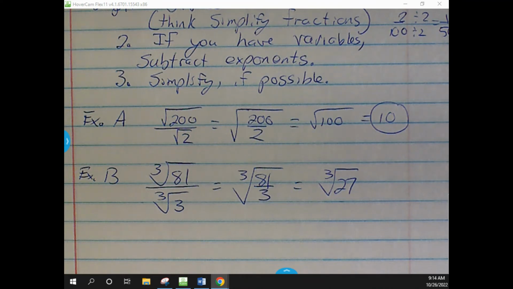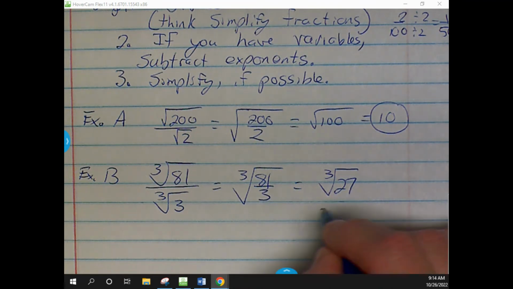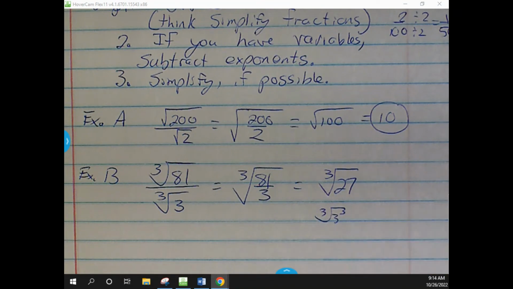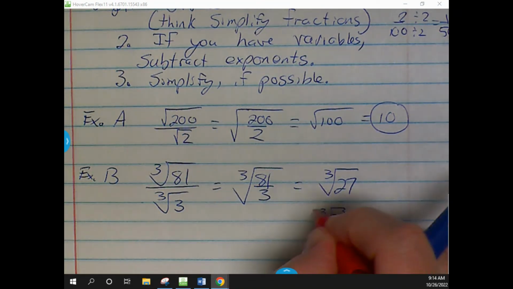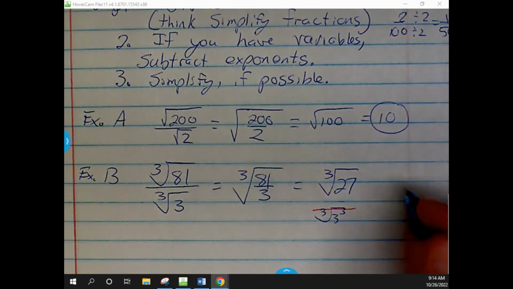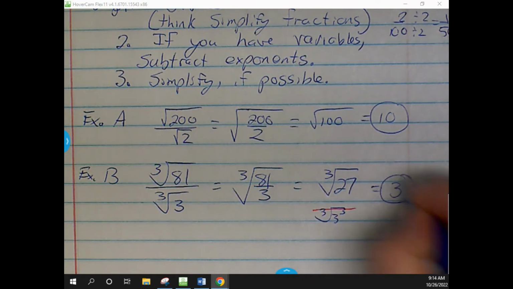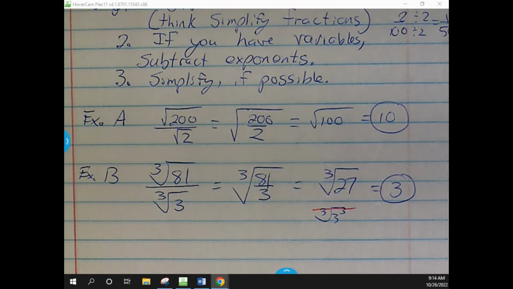It's third root of 27. And if we break that down, 27 would be 3 to the third. A lot of 3s, right? So then your exponent and your index cancel each other out. So we'll do third root of 27. That one would be just a 3.